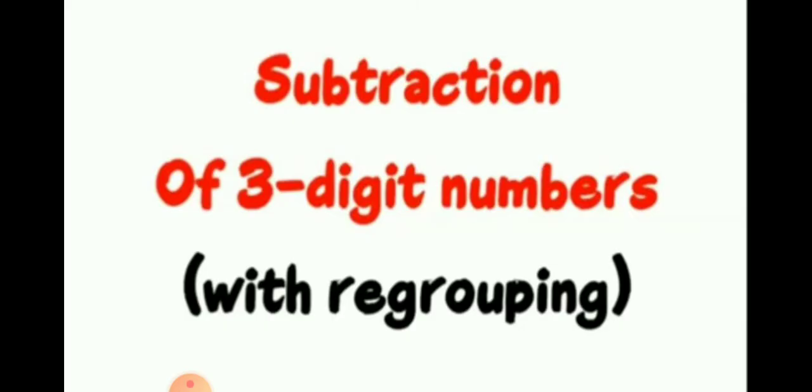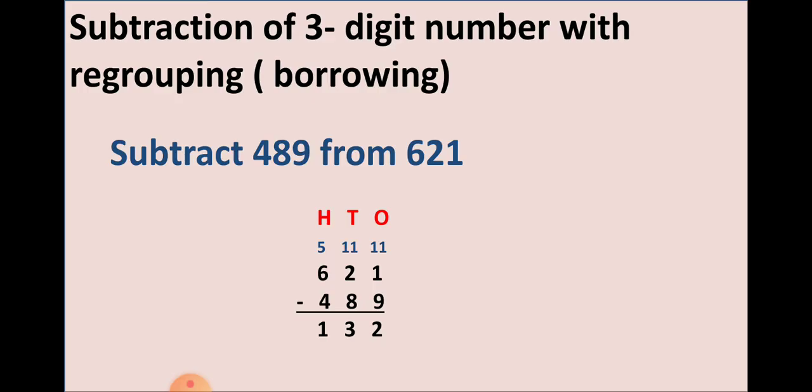Subtraction of 3-digit numbers with regrouping. Here you can see it with the example. Subtract 489 from 621. Again, first you will put the numbers according to their place value in columns. So 1 goes below ones, 2 goes below tens, and 6 goes below hundreds. Now 9 goes below ones, 8 goes below tens, and 4 goes below hundreds. Students, always keep in mind that we write the bigger number above and the smaller number below.